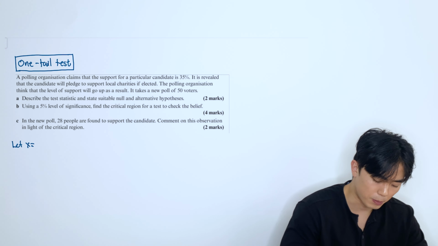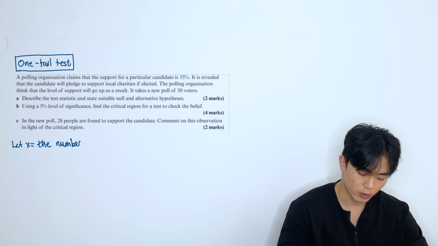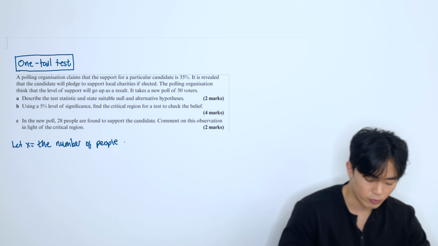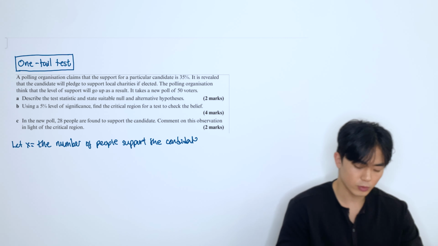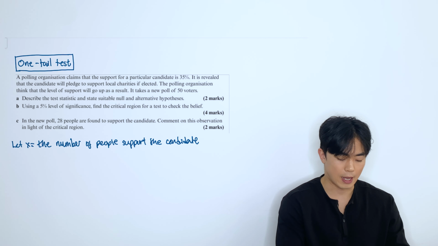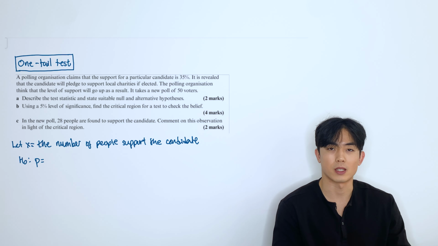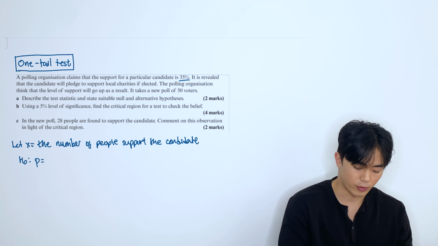So X is the number of people who support the candidate. That is what we're testing, or what we're counting, so that is going to be our test statistic. Now the null hypothesis, so our H0. H0 is the p-value that everyone assumes to be the correct value. And it says the original one is 35%, so 0.35.